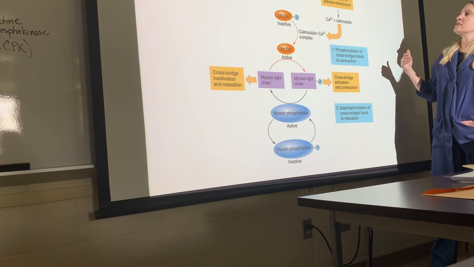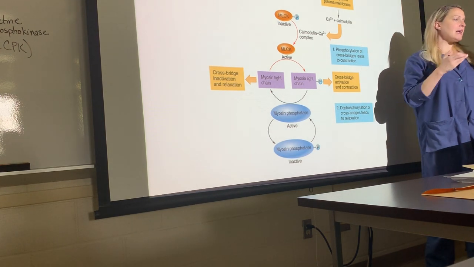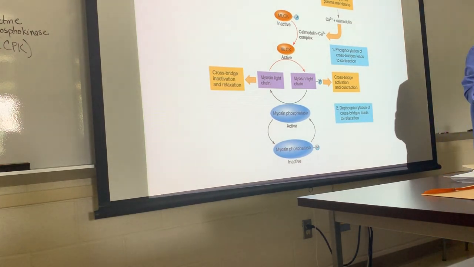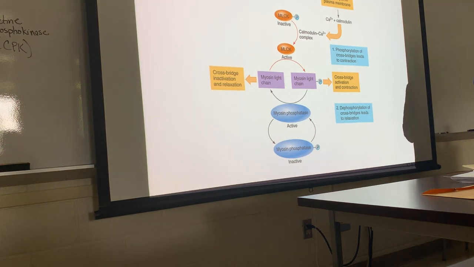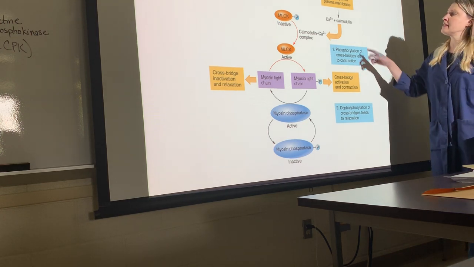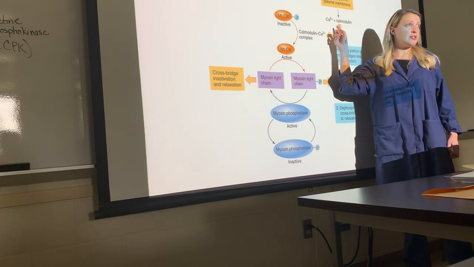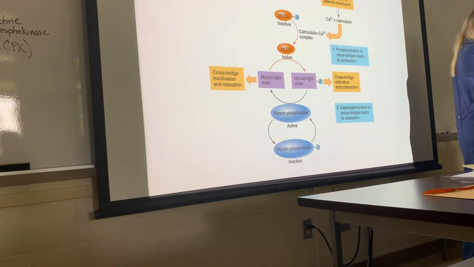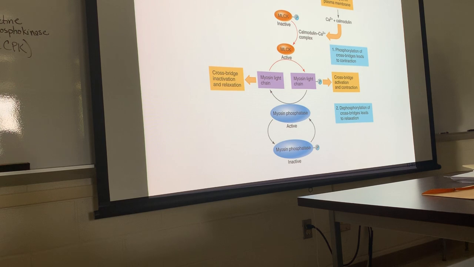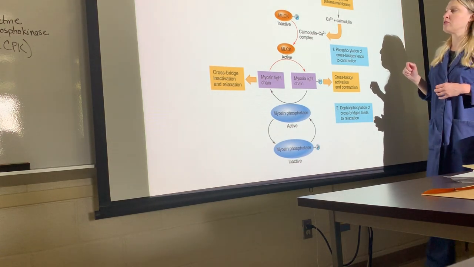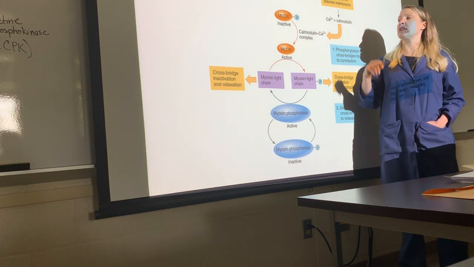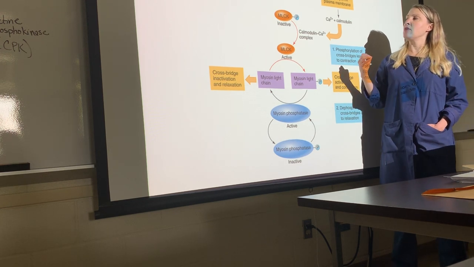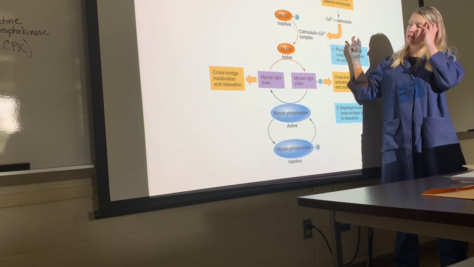When this happens, just like with skeletal muscle, we get calcium channels that open. But here, calcium doesn't bind with troponin or anything like that. It has a different role. What it does is bind to something called calmodulin. So you get a calcium-calmodulin complex, which is going to activate something called the myosin light chain kinase.